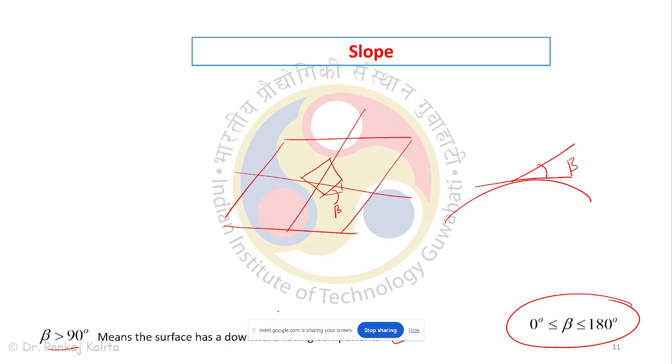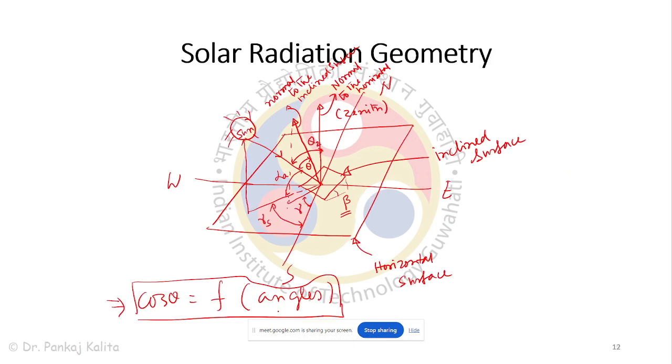Slope: as you know, the surface might be tilted. It's not like we are always going to talk about the horizontal surface. So the tilt that we have for the surface is denoted by beta. Beta could be from 0 to 180. So these are all the angles combined together. If you can see, this is the surface, and it's tilted at angle beta. So beta is your tilt angle.